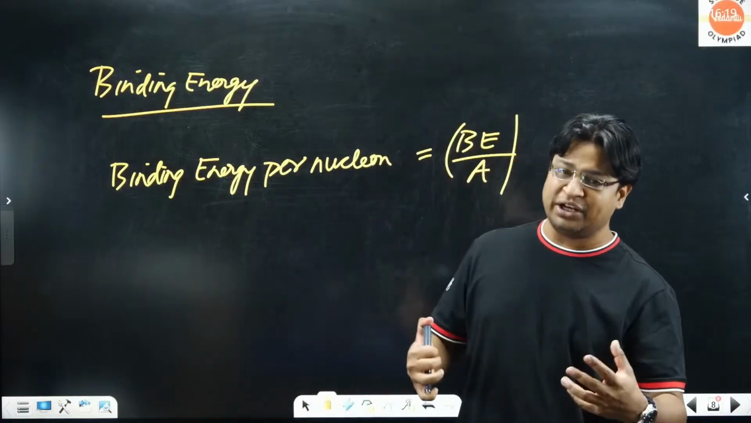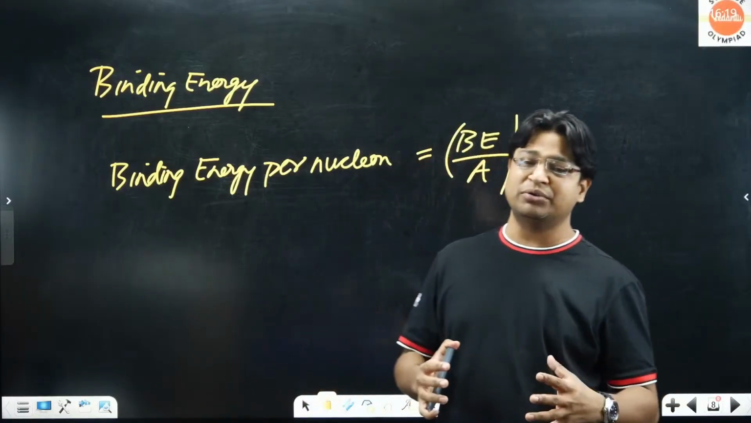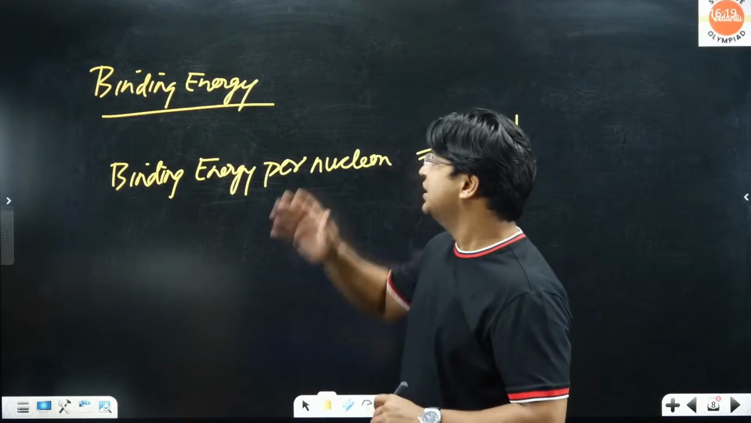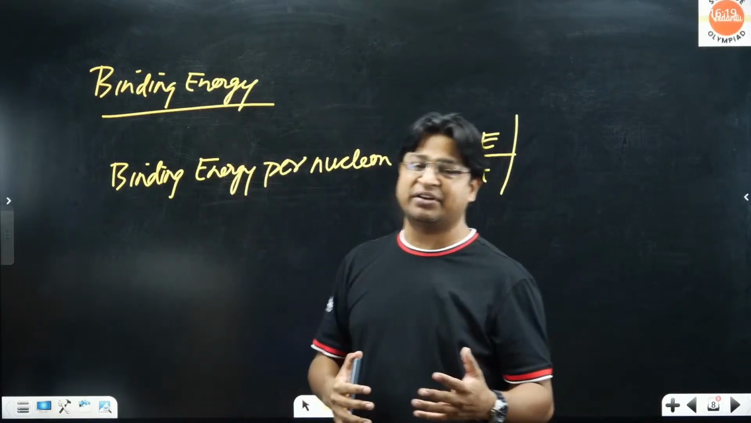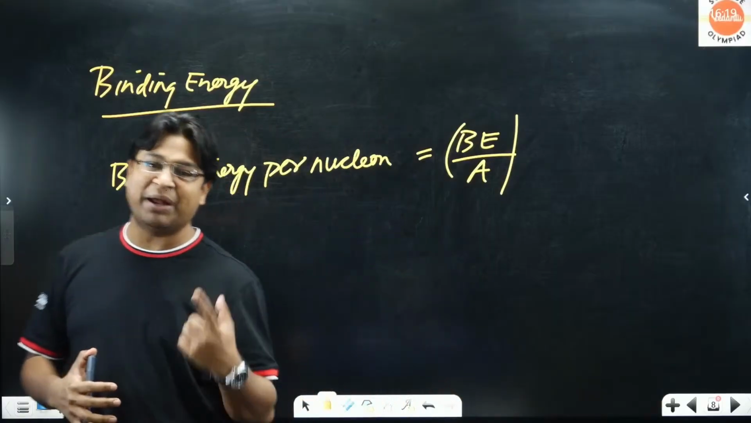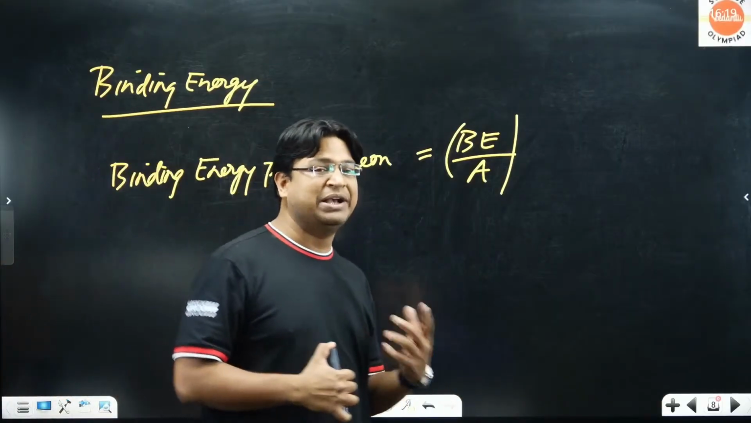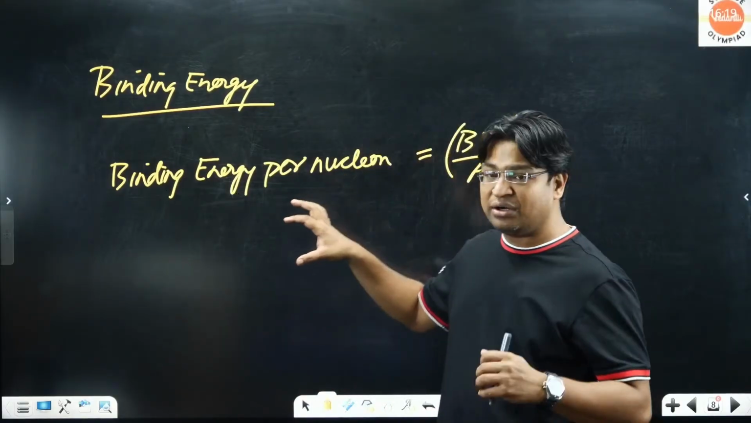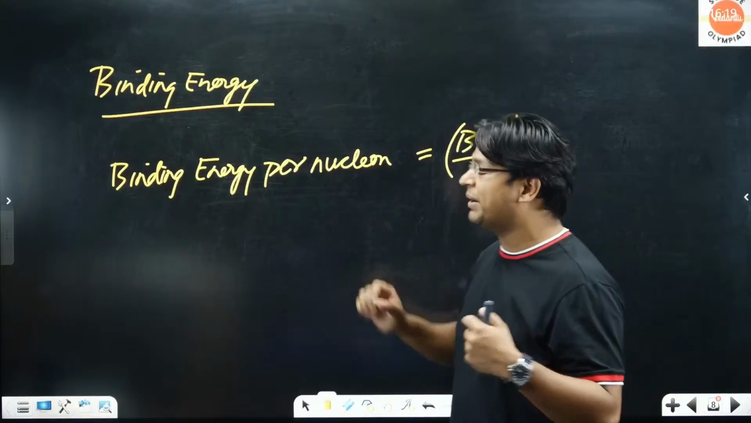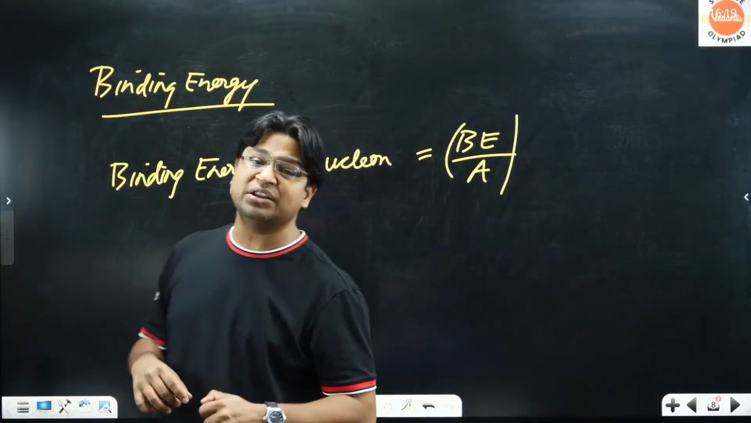they all donated an amount. Okay, so the total amount that they donated for the city to form is the binding energy, and whatever was the total amount, that divided by 100 is the average amount donated by one person. So that is the binding energy per nucleon. So the nuclei with higher binding energy per nucleon, they are the more stable ones.